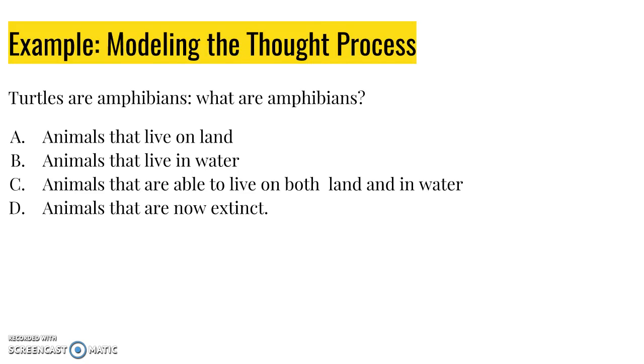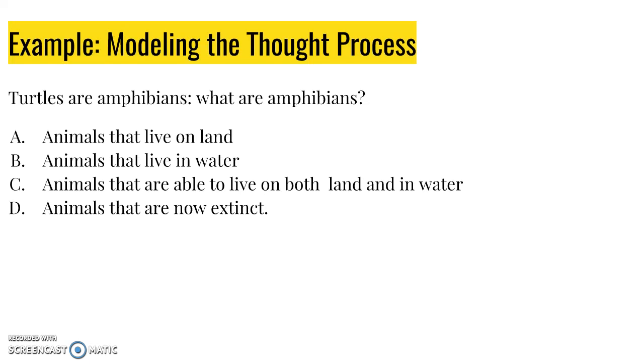We may say, animals that are now extinct. Extinct means no longer on this earth. They are completely gone. Can we see turtles today? And the student will probably answer with yes. And then you can say, well, we can rule out letter D as the correct answer because we know we can go outside and you can find a turtle today.